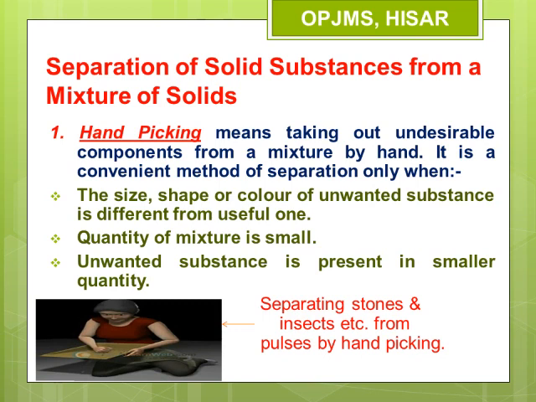Now, this method is convenient only when the size, shape, and color of unwanted substances is different from the useful ones. If they are similar, then they will be difficult to spot, isn't it? That is why it's very important that they should be of different size, shape, and color. Second thing is that hand picking technique can be employed only when the quantity of the mixture is small.